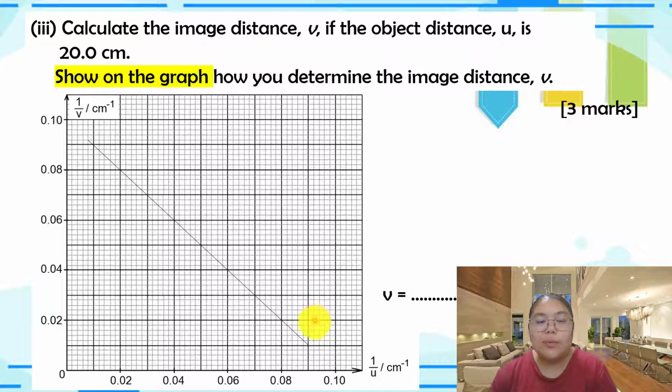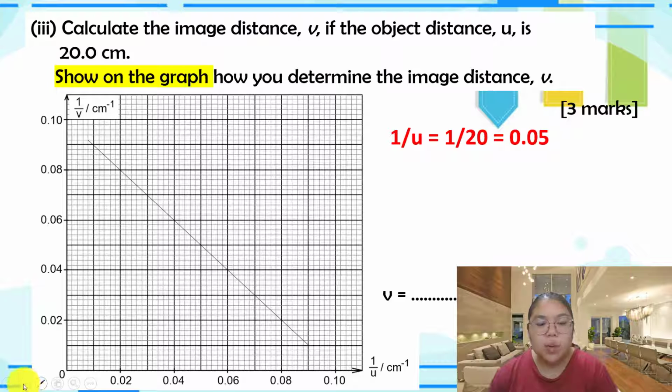Okay, so from here we start to calculate first, because we don't have any 20 cm here. The first part we do the calculation. 1 over U means 1 over 20, so I get 0.05. So from here I can get 0.05.